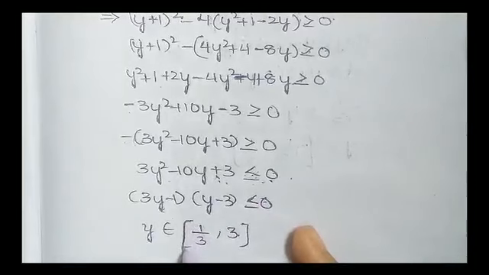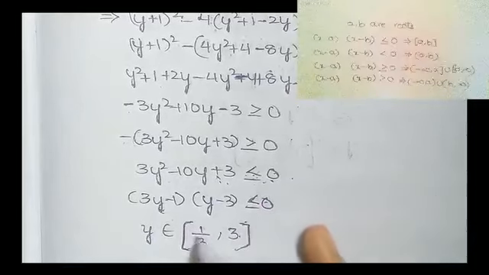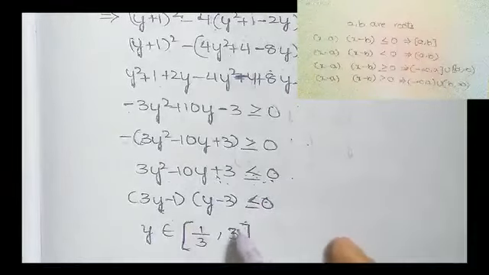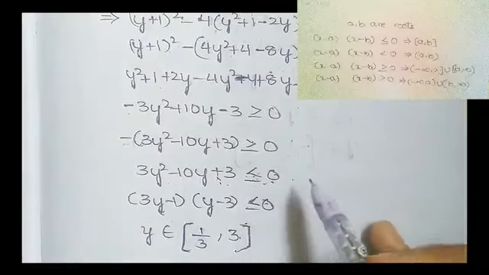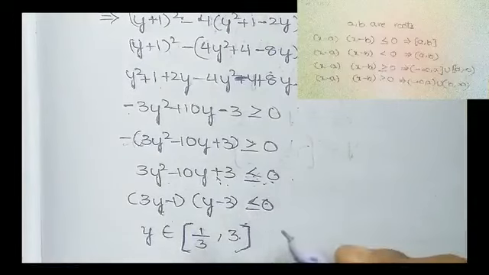So closed bracket, and we have to write the roots. If you don't know how to write for less than or greater than or equal to, please look at this table.